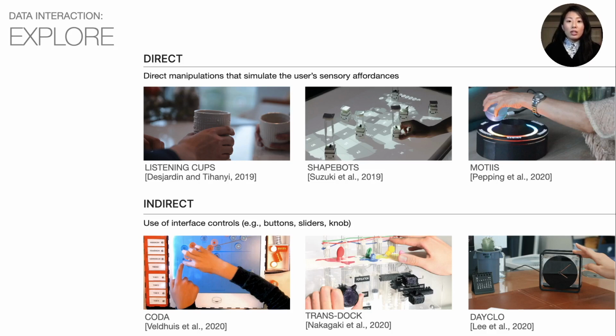And of all the interaction techniques, explore, which is to interrogate different subsets of the data, was the most pervasive, and it was accomplished in one of two ways. Direct interaction stimulated the user's sensory affordances by primarily appealing to the perceptual motor skills, such as inviting individuals to pick up discrete pieces like ShapeBots and Modis, or offering visual cues as to what the physicalization might feel like, like Listening Cups. In contrast, indirect interactions presented a different interaction scheme by presenting physical controls that people are more familiar with, such as buttons, sliders, and knobs.